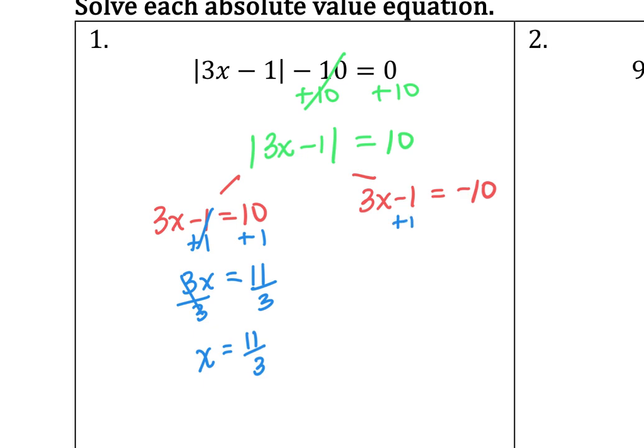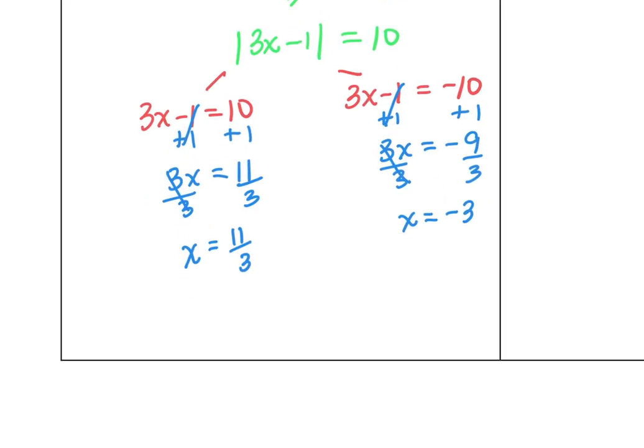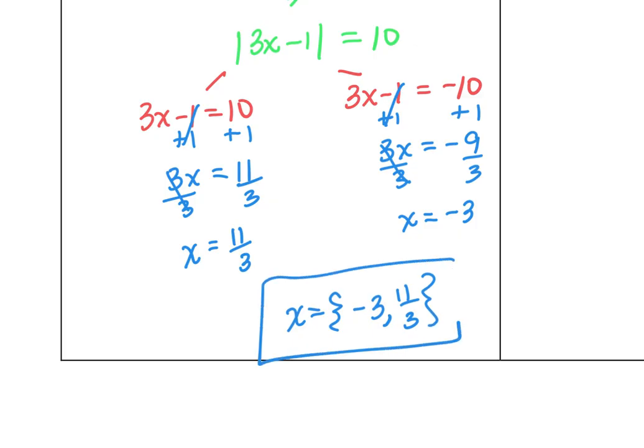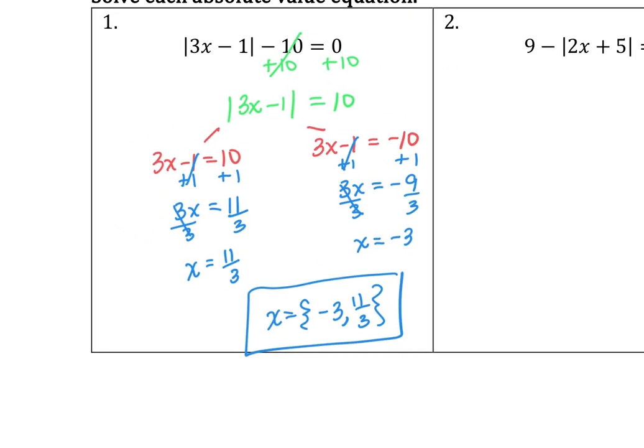And then if I add 1 to negative 10, well, that gives me negative 9. And divide that by 3, and x is equal to negative 3. So now you have found your 2 solutions for x, and we can write them as a solution set where x is equal to negative 3 or 11/3. Those are the 2 possible options that we could plug back into our equation and this be true.